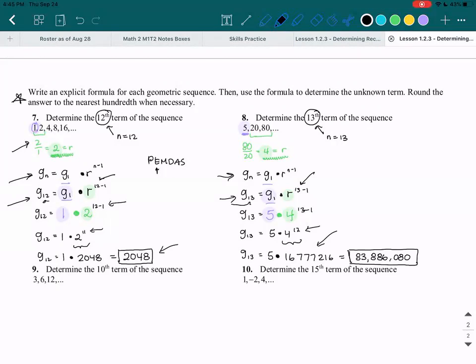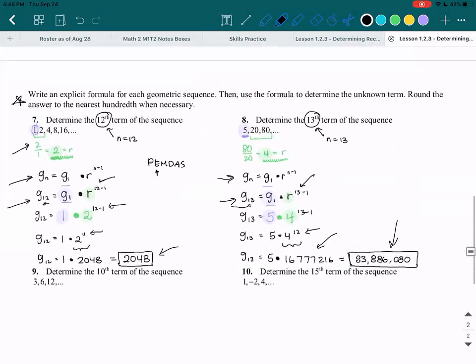Go make some money. Okay, 5 times that number that I don't want to read is this answer that I also don't want to read, but I will because I care about you guys. So our final answer is 83,886,080.